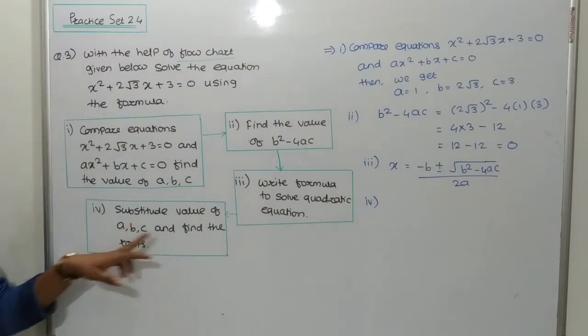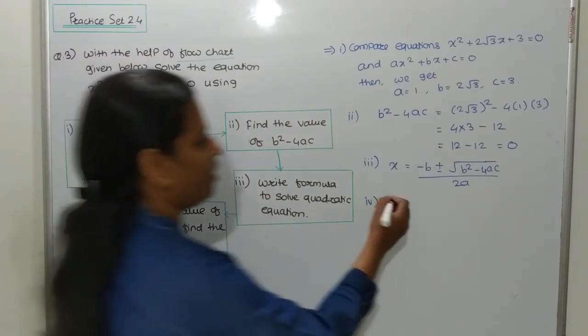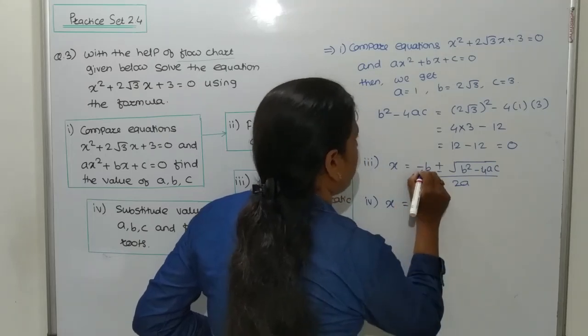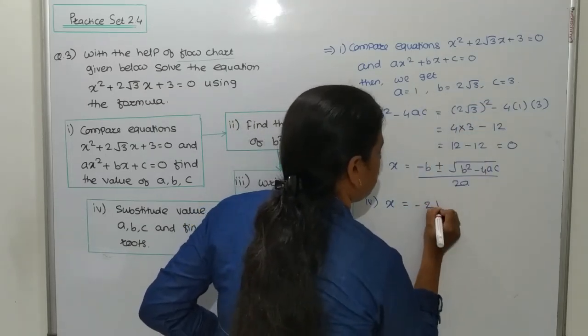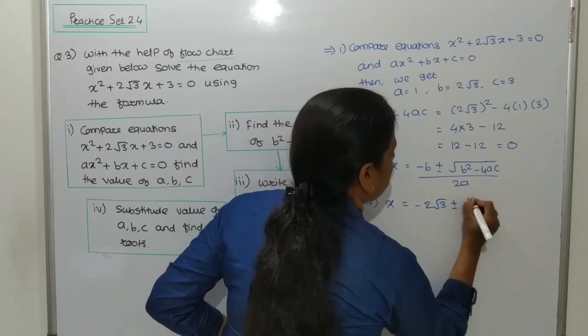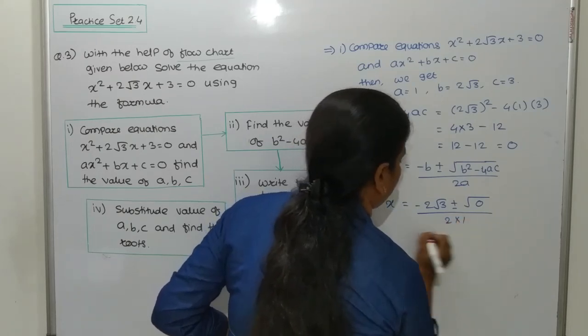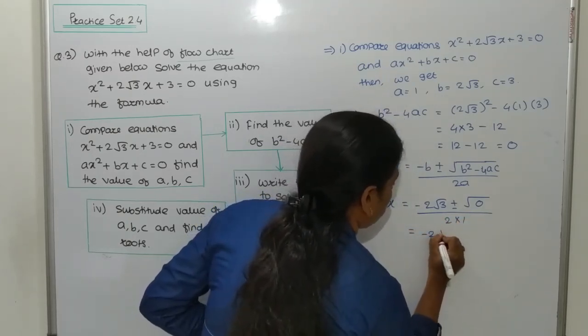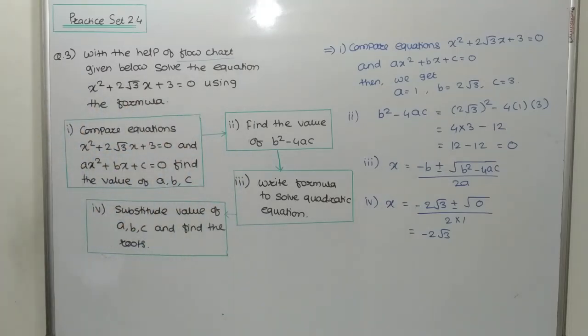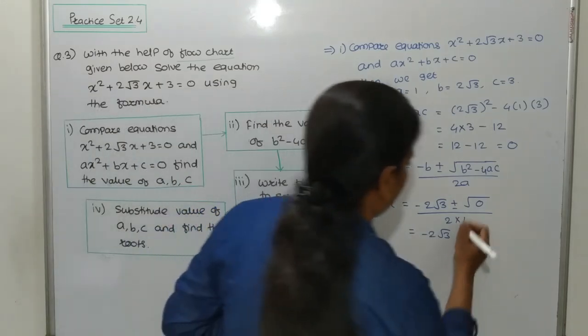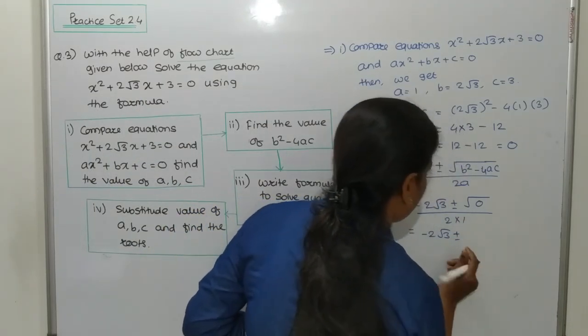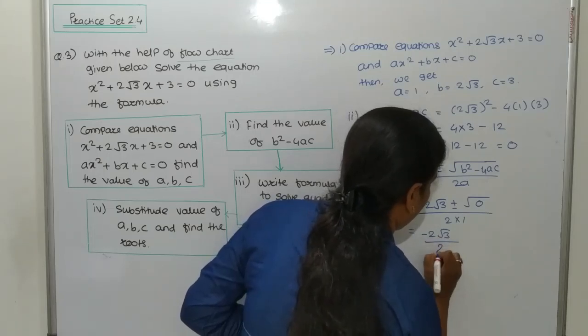That is, substitute the values of a, b, c and find the roots. This we have to find. Write down the values. What is the value of b? That is minus 2 root 3 plus minus root of 0 upon 2 into 1. Then what do you get? Minus 2 root 3 plus minus root 0. What is the value of this one? That is 0 itself. Plus minus 0 means nothing is there, and then 2 divided by 2.